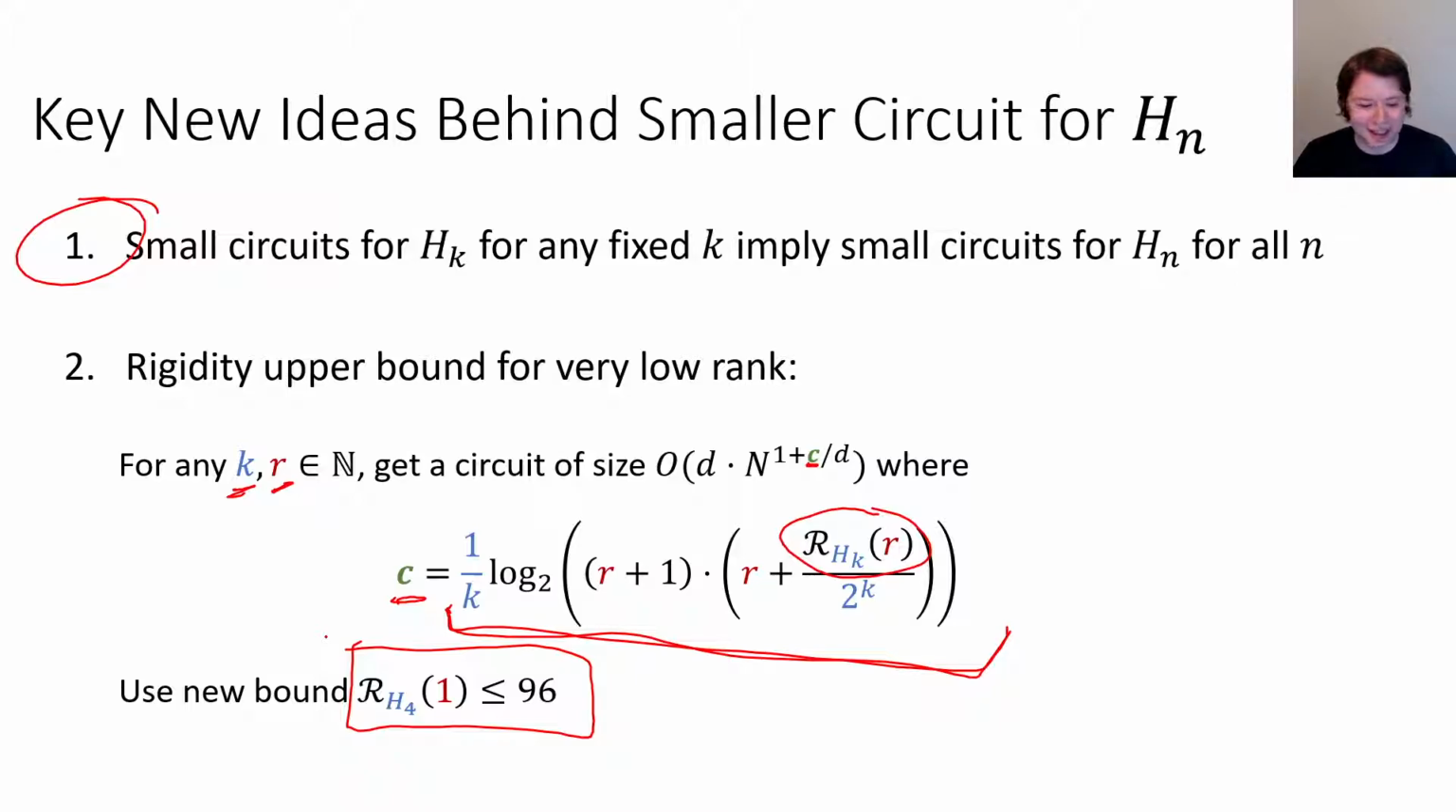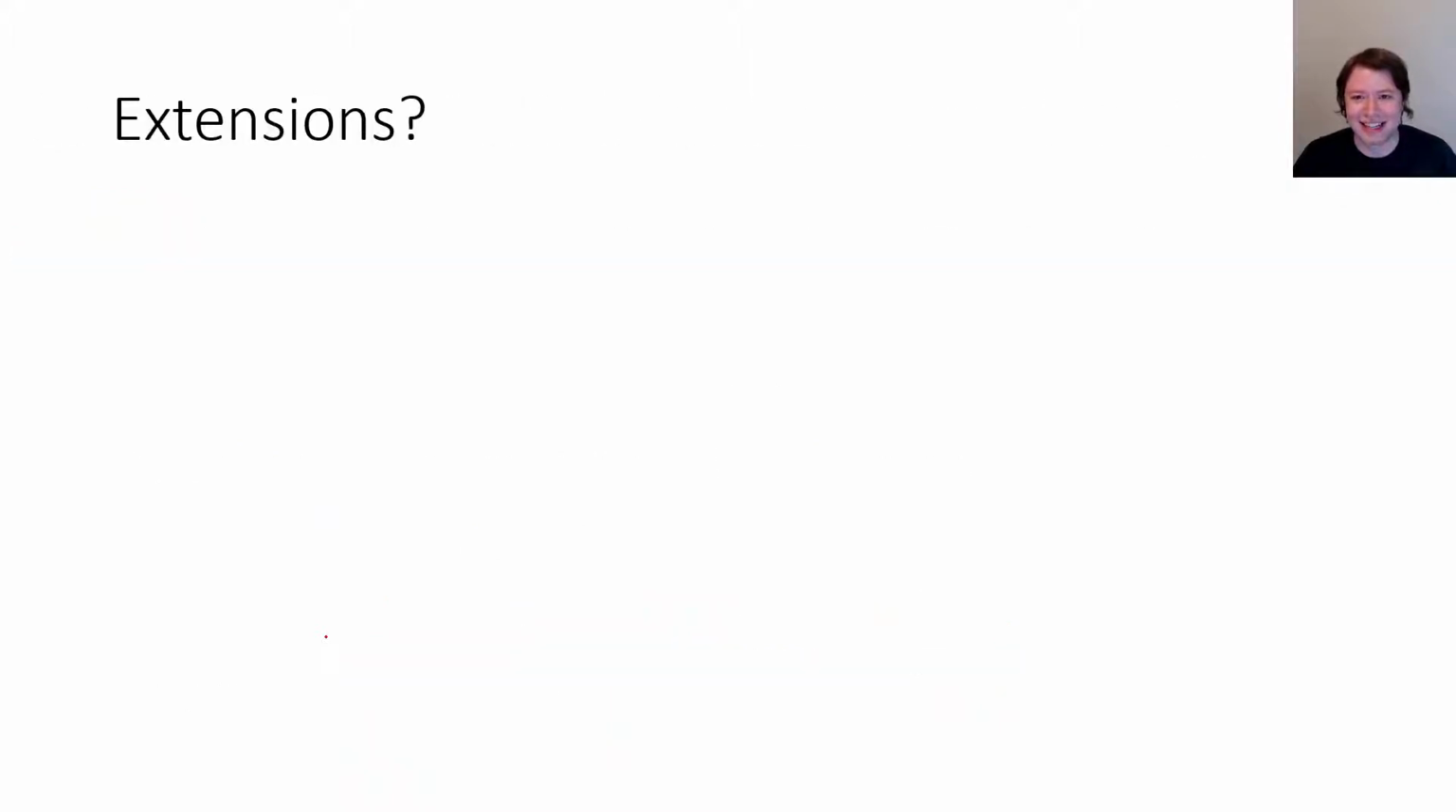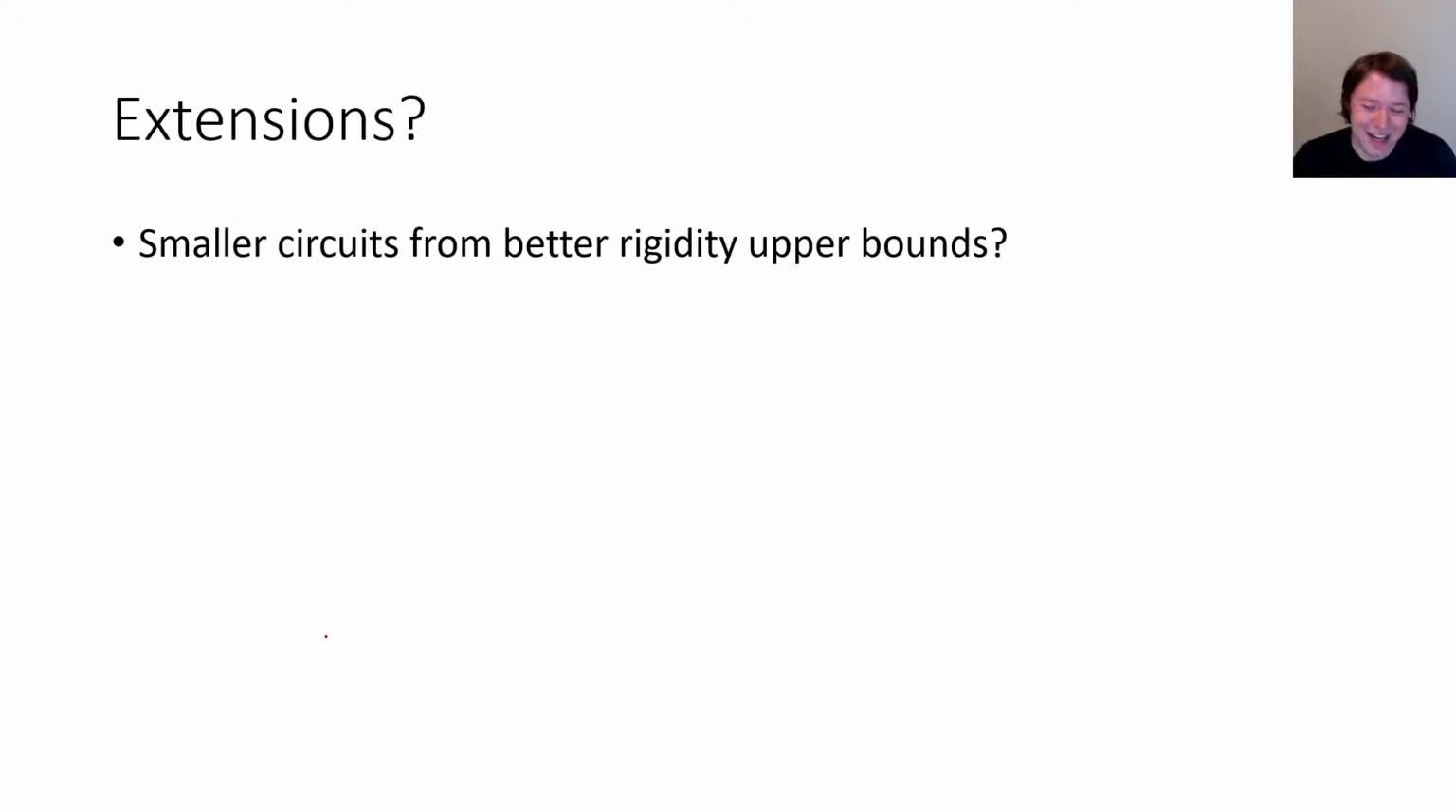Okay, so let me say one more slide about this result and answer a few natural questions that you might have about what I just said. So the first question I think is, could we hope to design even smaller circuits from better rigidity upper bounds, better than this specific rank 1 rigidity of the 16 by 16 Walsh-Hadamard transform?